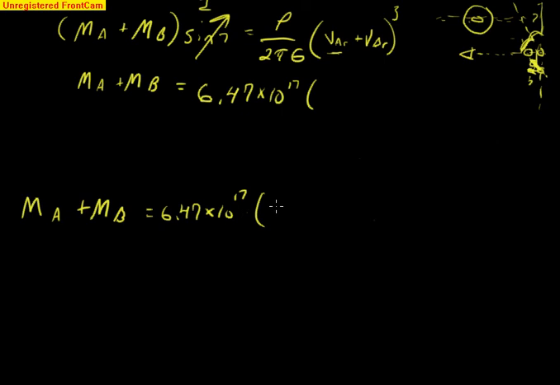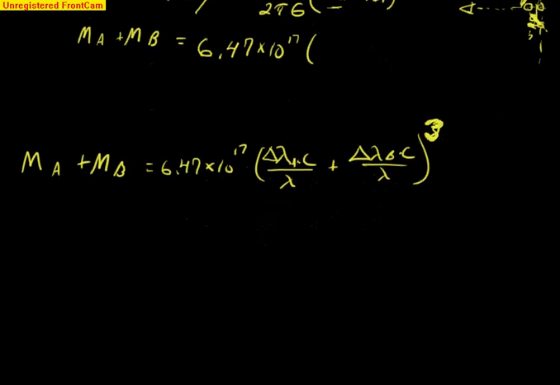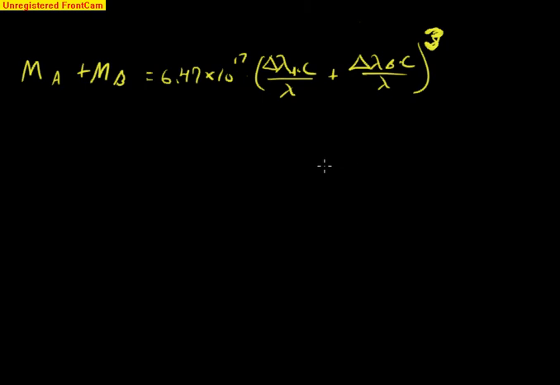Okay, so we have change in lambda over lambda naught times the speed of light, plus, for star B, change in lambda for star B times the speed of light over lambda naught, all of this cubed. Okay, this is going to work out to be, I already did all the calculations for you.